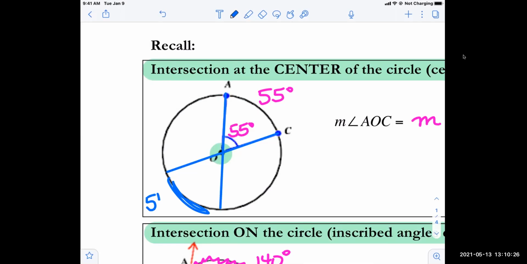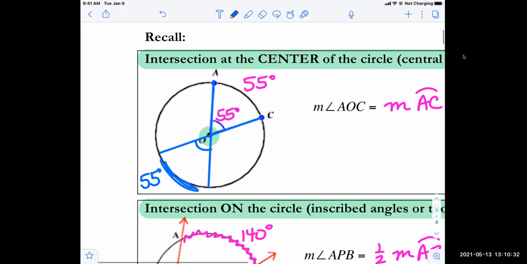55, because why? Yeah, so this would be 55, and therefore that's 55. Is it true that when you add those two and divide by 2 that you get the central angle measure? What's 55 plus 55? 110. Divide by 2, you got 55. So you can use that process for the central angles.